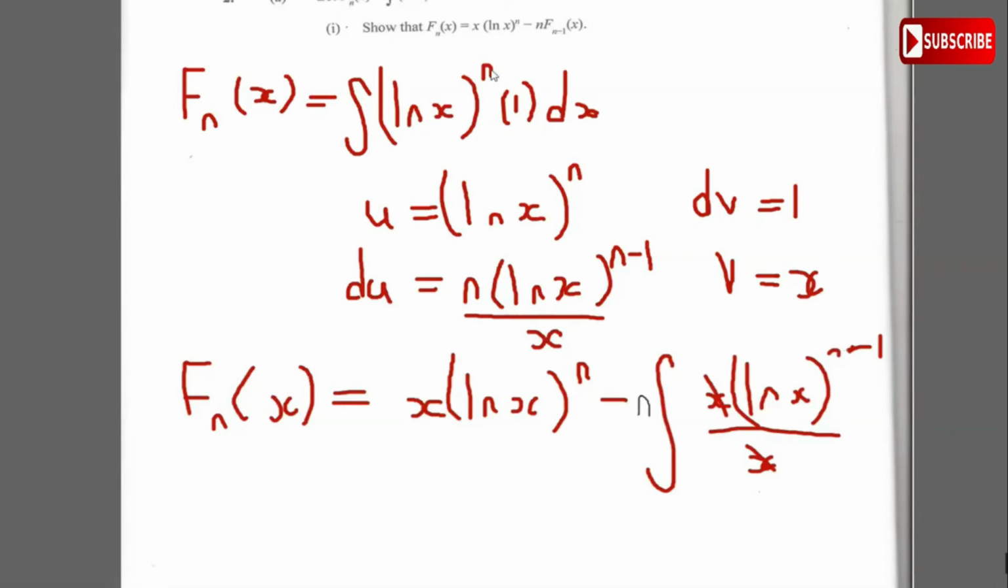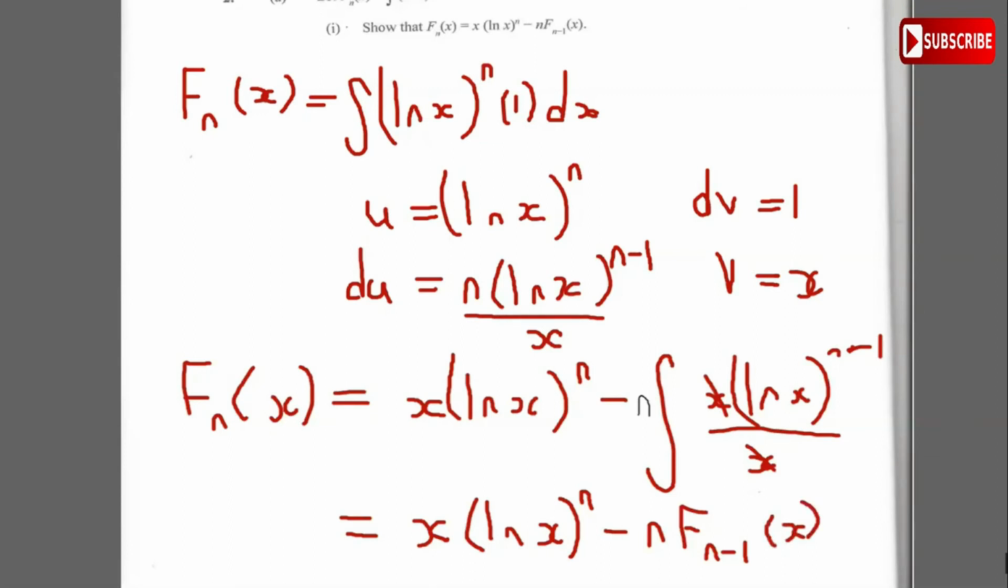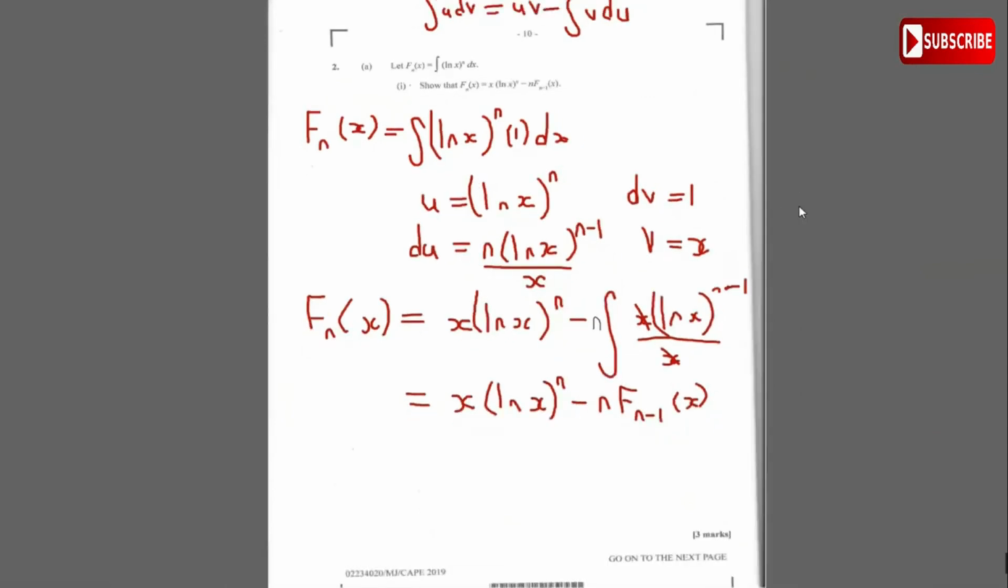But the integral of (ln x)^n is f_n, so this is just f_(n-1). So this works out to be x(ln x)^n minus n times f_(n-1)(x). Nice and easy. That's how we do this question. Very easy.